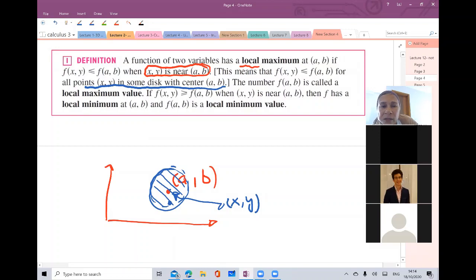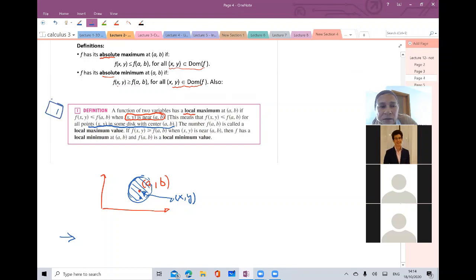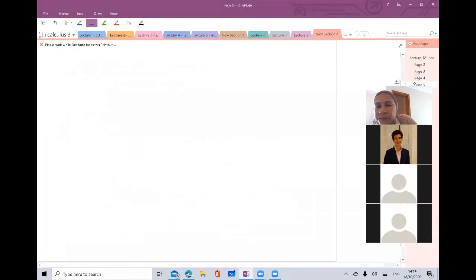Similarly for the local minimum. Okay, this gives me the definition of the difference between the absolute maximum and the absolute minimum. But now I need tools to find them. First we're going to look at how to find our local maximum and minimum. Then we're going to describe the steps to find the absolute maximum and minimum. These are totally different ways to find each of them, okay?